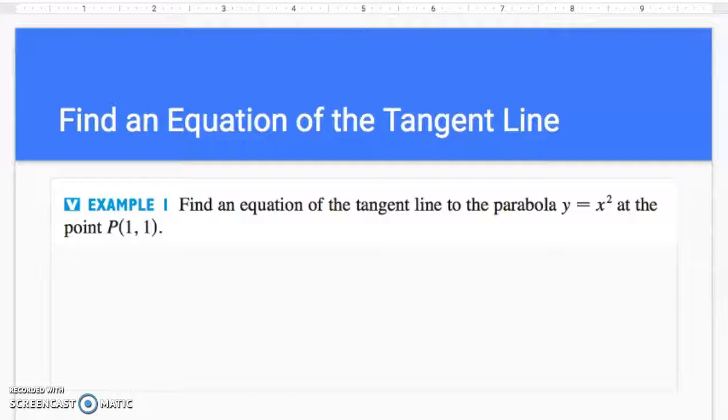In example 1, we're finding an equation of a tangent line to the parabola y equals x squared at the point (1, 1). In order to write the equation of the tangent line, we're going to have to find the slope of the tangent line at that point. And in order to find that slope, we're going to have to find the derivative of this function.